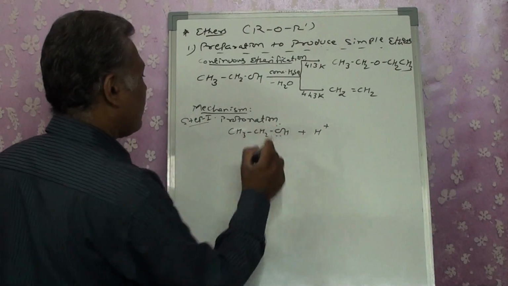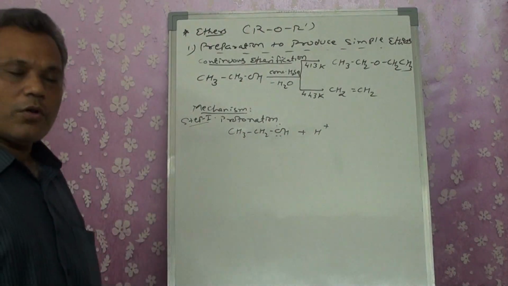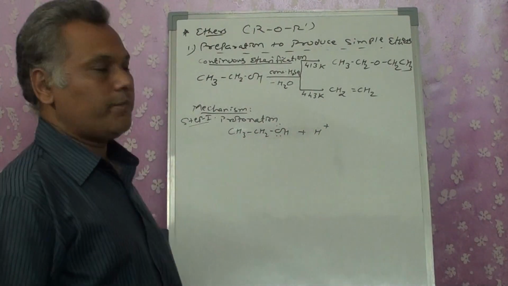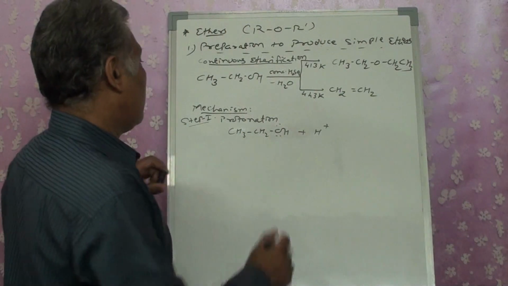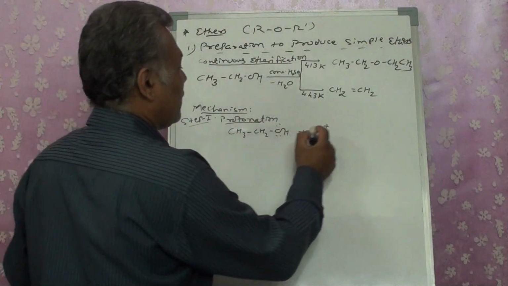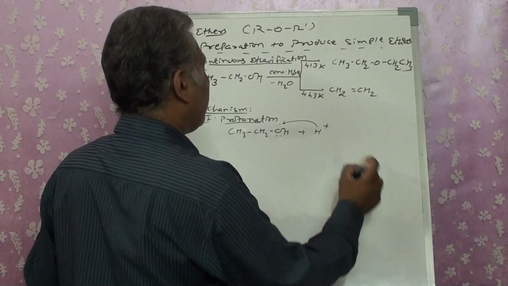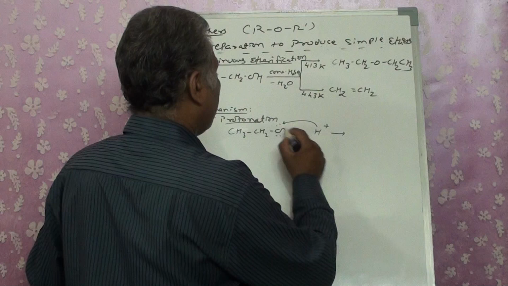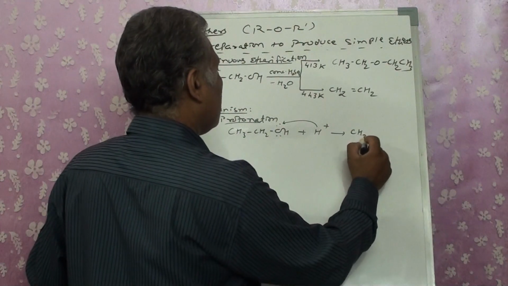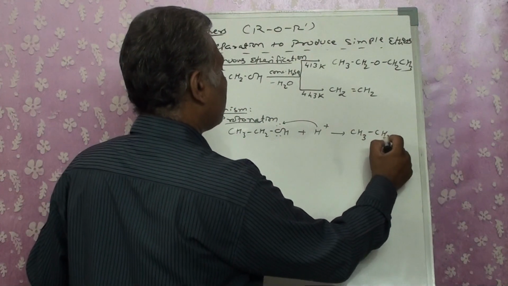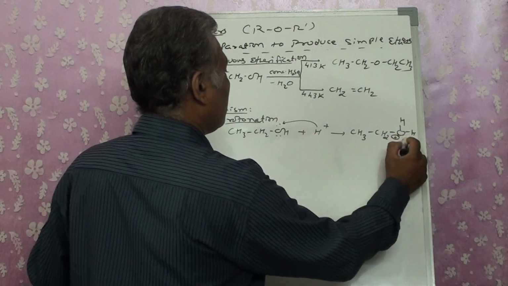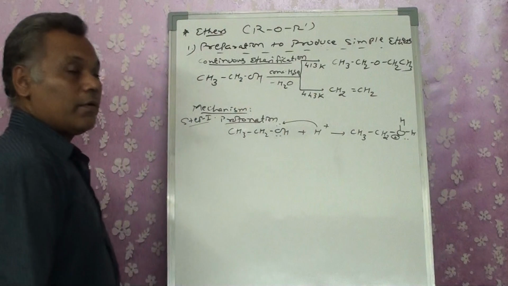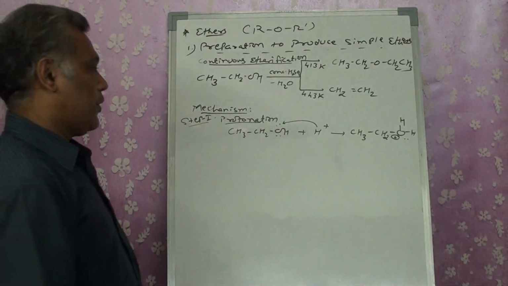In all the mechanisms we have studied till now, the first step is protonation. Right? Now in this case, what will happen? This H+ will attack the electron pair present on the oxygen, and it gets converted into CH3CH2OH2+, an oxygen with a positive charge.